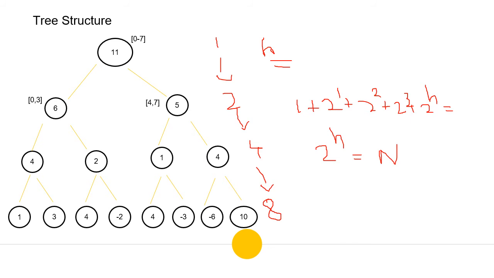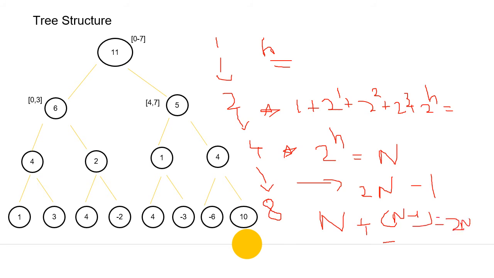By simple GP formula, and with the help of these two equations, we can determine that the total number of nodes present in the segment tree is 2 into n minus 1, where n is the number of leaf nodes and the number of internal nodes is n minus 1, which gives us 2 into n minus 1. So from this we also see that the space complexity is actually in the order of O of n.